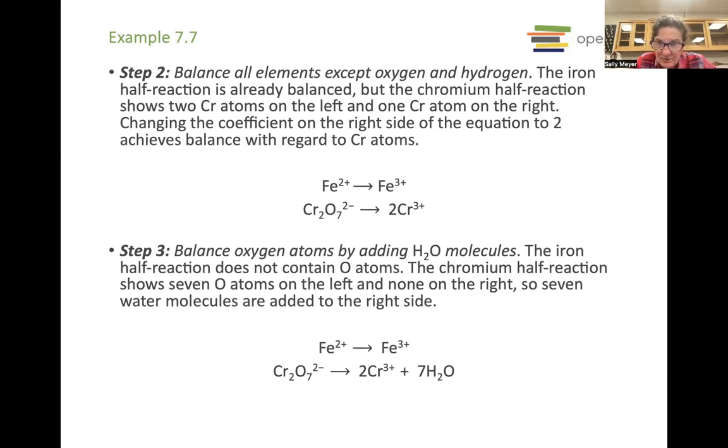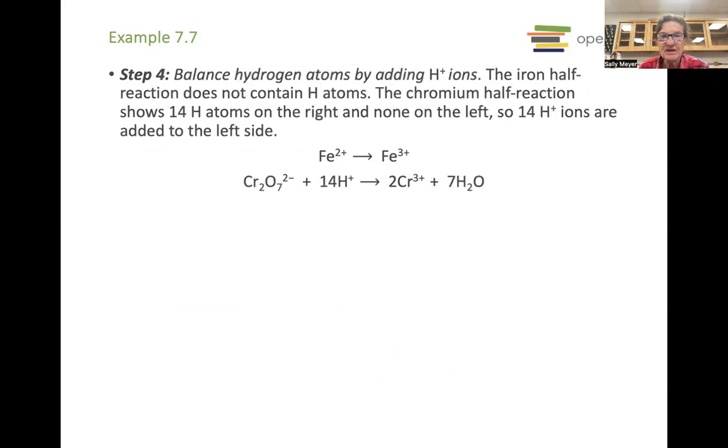And now we want to go on to step 3, balance for oxygen by adding water molecules. The first half reaction doesn't have any oxygen, but in the second one, on the left-hand side, you have 7 oxygen atoms. So you have to add 7 water molecules to the right-hand side to get the oxygens balanced. And now we have to balance the hydrogens.